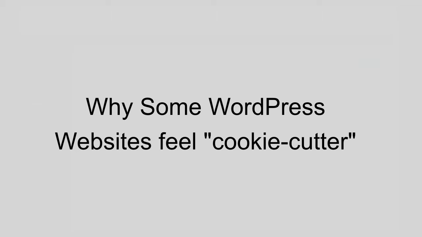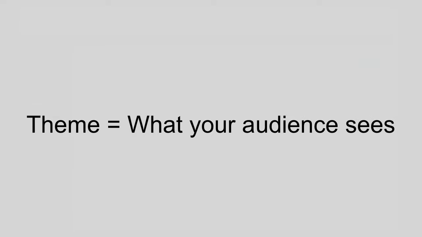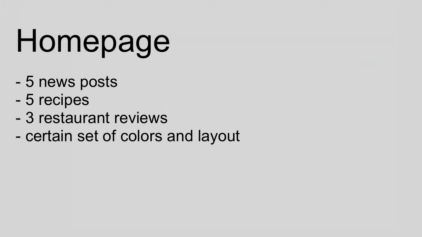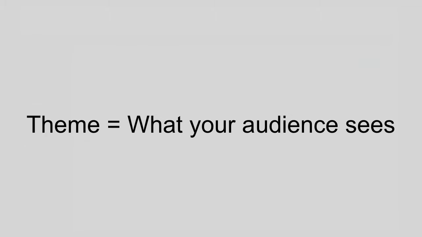The only reason some WordPress websites feel cookie cutter or maybe they look the same is because a certain theme has become very popular. A theme is what controls the public-facing portion of your website. It's what your audience sees. So again, you as the admin, you see the dashboard when you're editing your website, and the public sees what the theme outputs. So the theme says, okay, on the homepage there should be 5 news posts, then there should be 5 recipes and 3 restaurant reviews, and it should use these colors and these background images, and this is how it should look and function. That's the role of the theme.